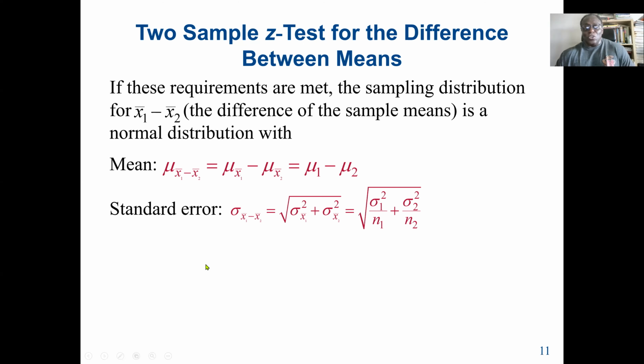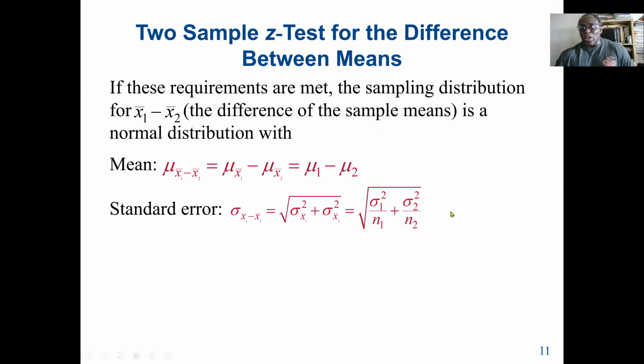We know that when we are doing only one sample testing, the standard error will be the population standard deviation divided by the square root of the sample size. Now here we have 2 populations. So the standard error, which is sigma of x̄1 minus x̄2, because we have 2 samples from 2 populations, will be the square root of sigma squared x̄1 plus sigma squared x̄2.